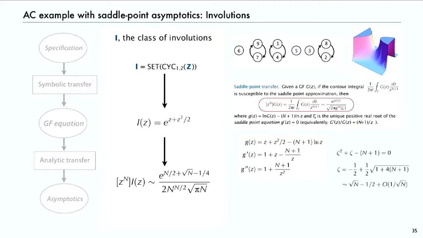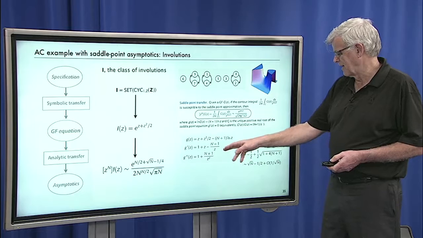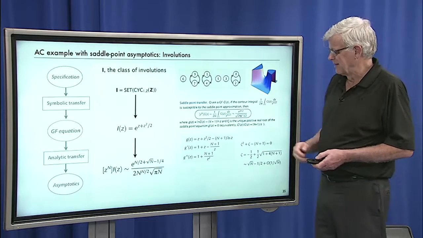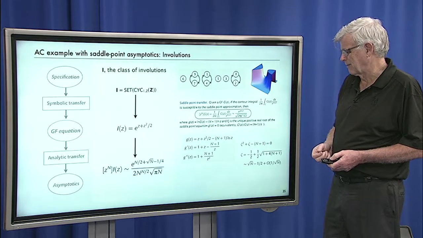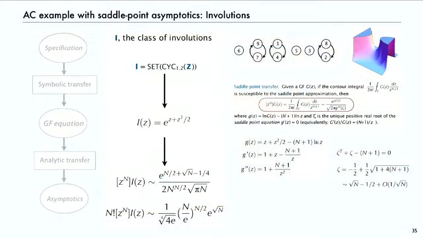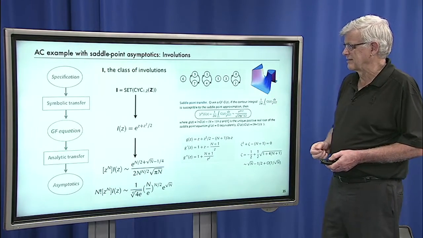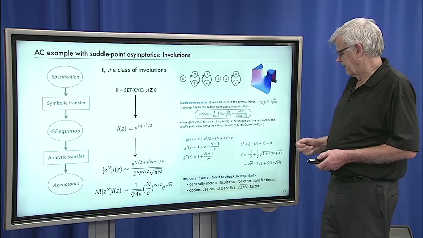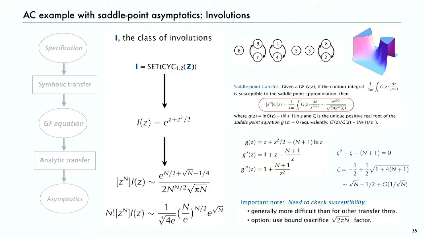e^(√n + n/2 - 1/4) over 2 n^(n/2) √(πn). That's kind of a complicated expression, but that's the asymptotics for this problem. Actually, we're interested in factorial times that coefficient, so just plugging in Stirling's approximation gives that asymptotic expression for involutions. It's a fairly straightforward calculation using saddle point asymptotics. Again, you have to check the conditions, or give up on the square root of 2πn factor.